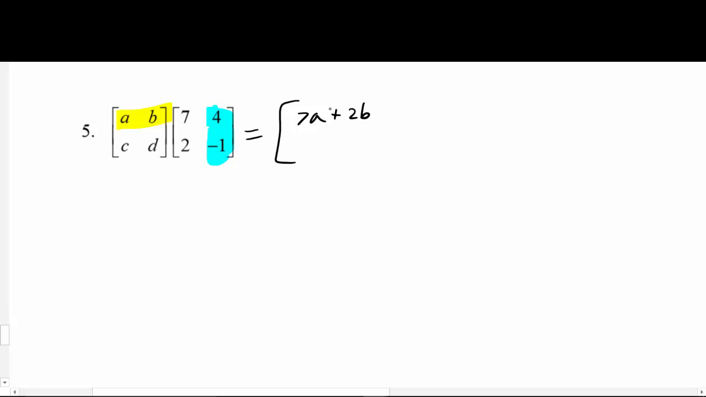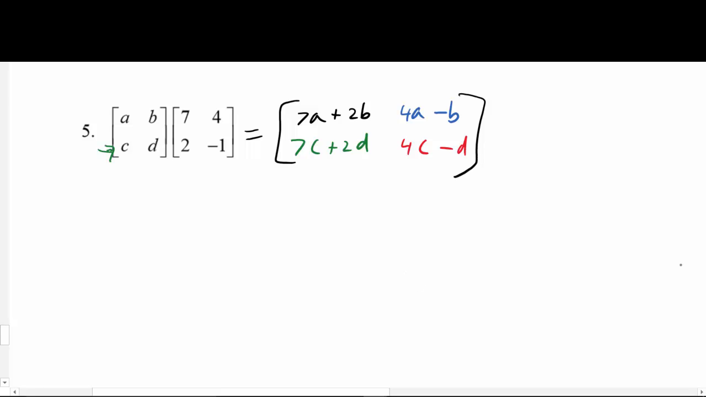Okay, so now row 1, column 2. So this would be 4a minus b. And then maybe I'll just finish these up really fast. Row 2, column 1. Whoops, I can't scratch out the highlighter. Row 2, column 1. So that's going to be 7c plus 2d. And last but not least, row 2, column 2 would be 4c minus d. And there we are. And that would be your matrix.